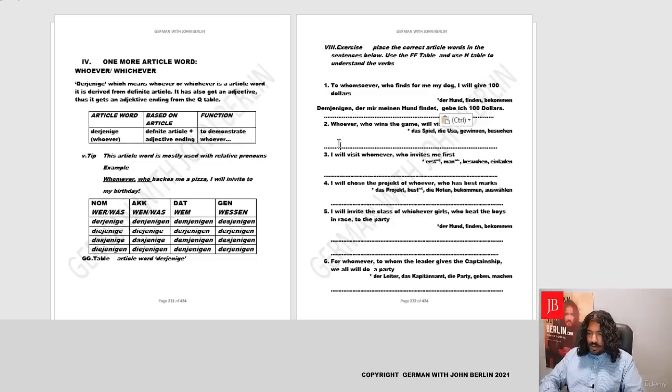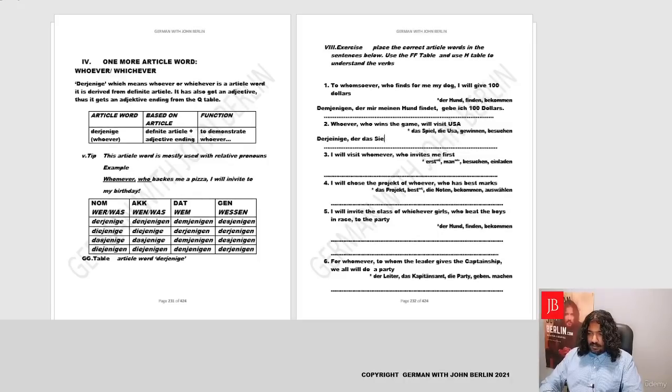Okay. Whoever wins the game will visit USA. So basically, if I remove this, it'll be whoever will visit USA who wins the game. So basically, we'll write whoever, that's nominative, who visits the USA. Whoever, that's nominative, again, derjenige. Now, who wins the game? Who is nominative? We already know. And the relative pronoun is der. Yes. It's by default masculine. Der, the game wins. Der, das Spiel.